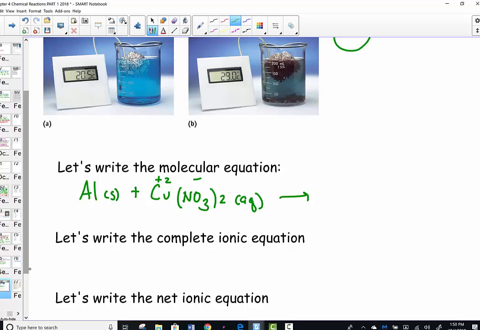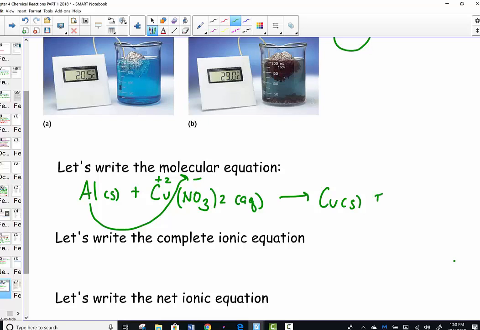So instead of the shiny silver color of aluminum, what does it look like now? Kind of brownish, reddish brown. What is that coming out of solution? Beautiful. The aluminum kicks out the copper. The new element that you see being formed is the solid copper metal. That's the reddish brown, or it looks dark, being deposited. And you can see it even falling out of solution on the bottom of the beaker.